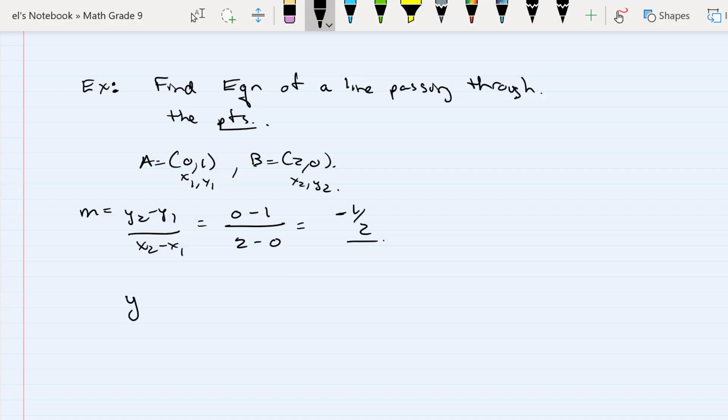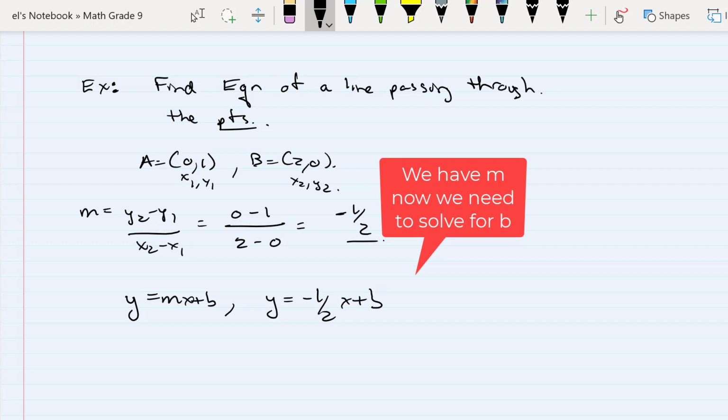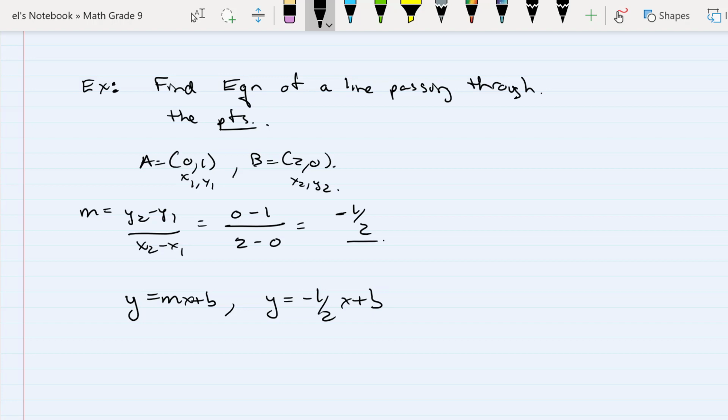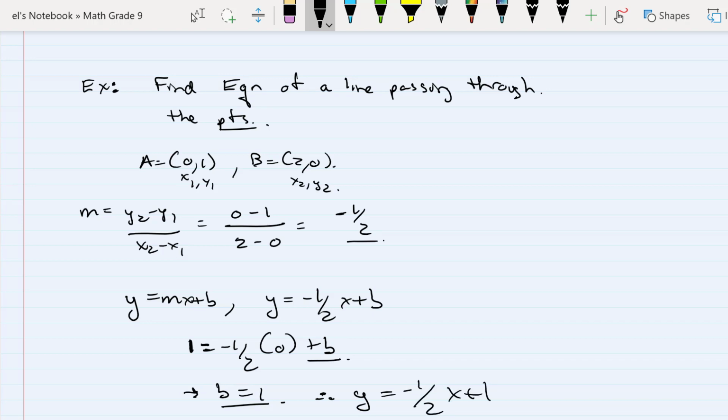Therefore, we can write our equation as y equals mx plus b, where m is minus 1/2. Y equals minus 1/2 x plus b. Now we know from our point A, (0, 1), that when x is 0, y is 1. Therefore, we have 1 is equal to minus 1/2 multiplied by 0 plus b. This implies that b equals 1. Therefore, our equation is just y equals minus 1/2 x plus 1.